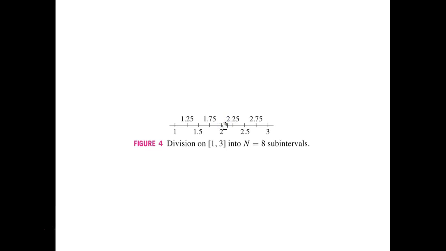Their slides seem way out of order. Before you calculated the first of these, the first thing you did was divide your interval from 1 to 3 into 8 subintervals, and that's exactly what we did. Your delta x would be 3 minus 1, which is 2, divided by 8. 2 divided by 8 is 0.25. So you start at 1, then 1.25, 1.5, 1.75, 2, 2.25, 2.5, 2.75, 3. And then those are your x values.